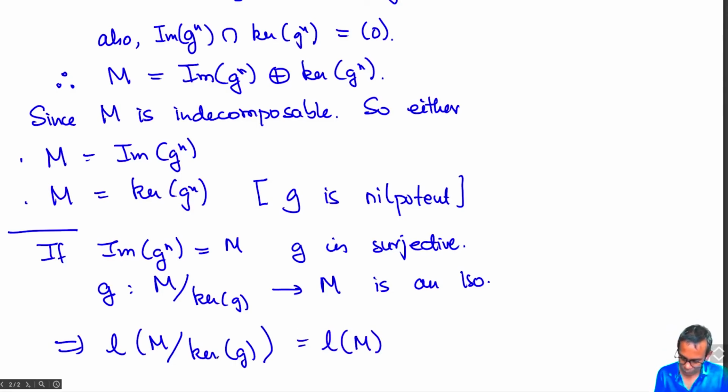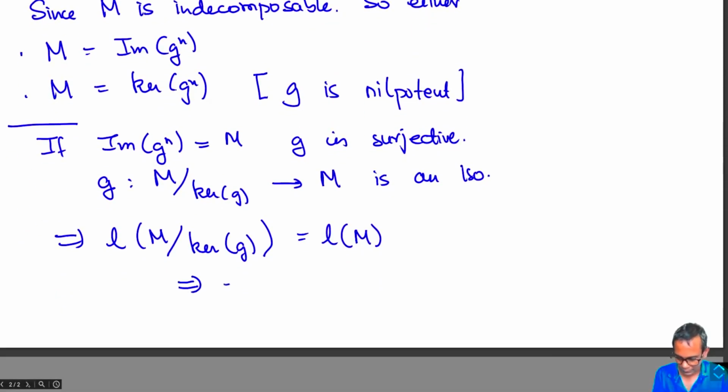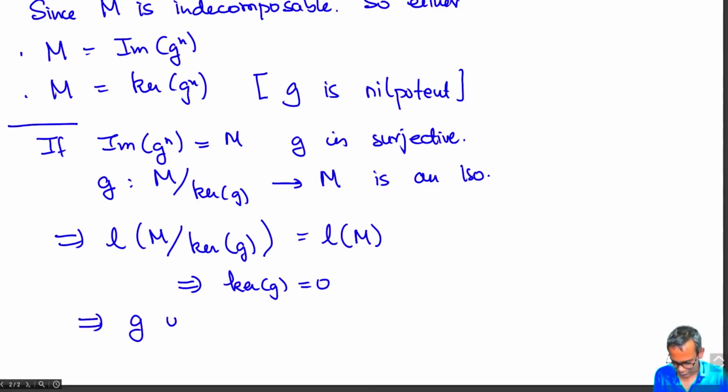So the length of M mod kernel g is the same as the length of M, but this is only possible if the kernel of g is 0, because you could take a Jordan-Holder series for M and then pull it back here via this isomorphism and get a composition series of length 1 greater by adding kernel g to it. So the only way this can happen is that kernel g equals 0, which implies that g is also injective, hence an isomorphism.